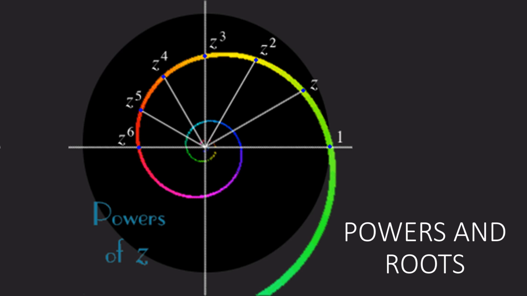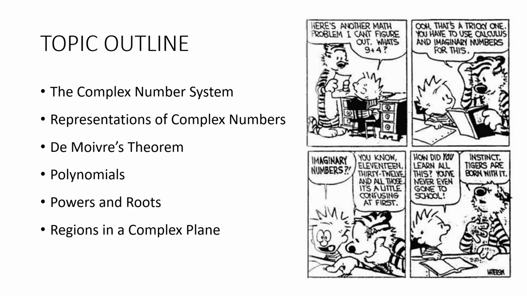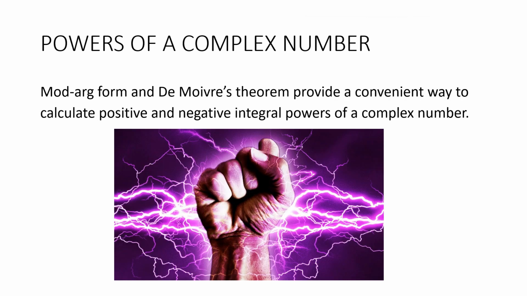This is our 5th lesson for the topic of complex numbers. In this lesson, we're going to look at powers and roots. And in particular, we're going to be looking at mod-arg form and de Moivre's theorem because they provide a convenient way to calculate positive and negative integral powers of a complex number.